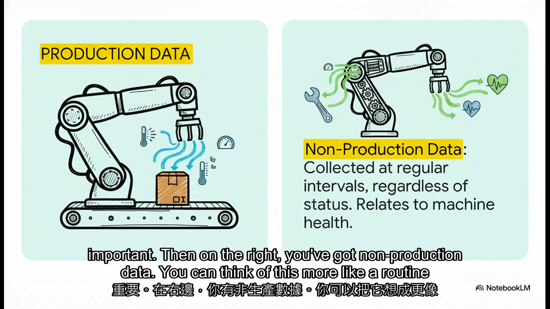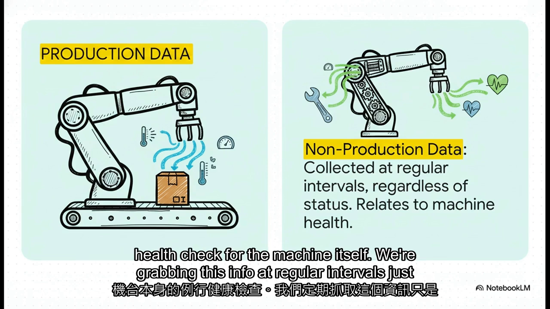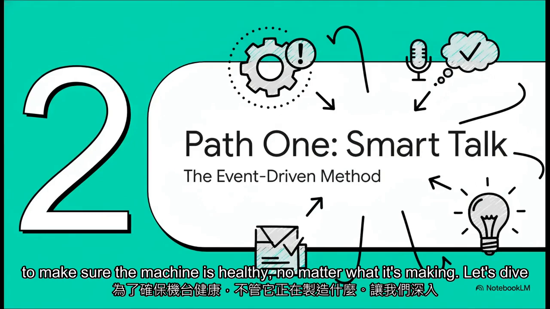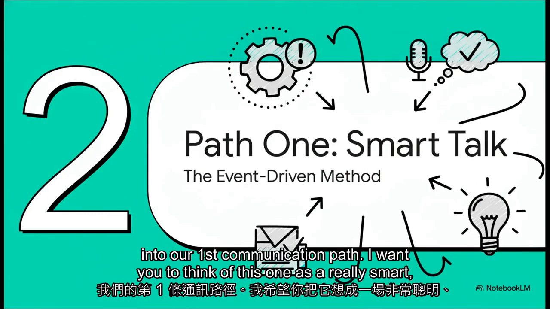Then, on the right, you've got non-production data. You can think of this more like a routine health check for the machine itself. We're grabbing this info at regular intervals just to make sure the machine is happy and healthy no matter what it's making.